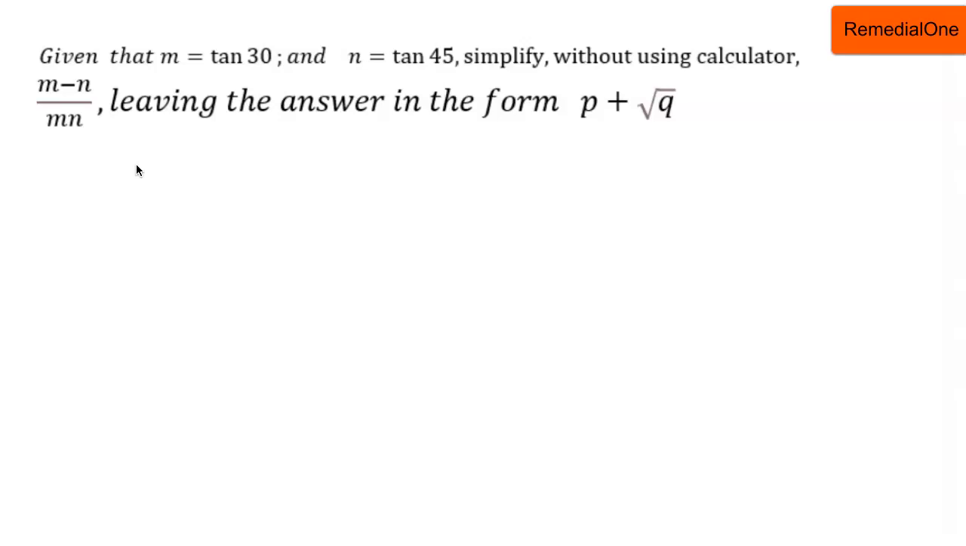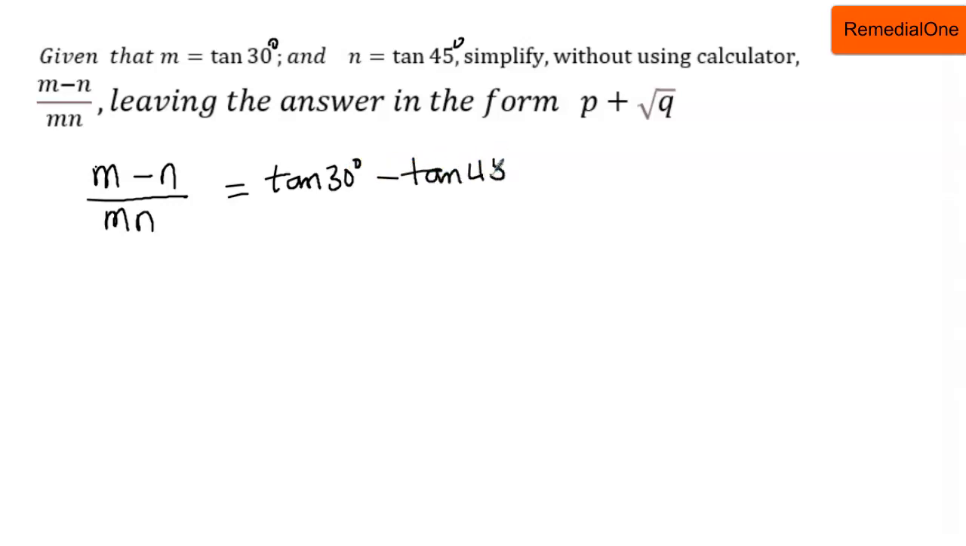Without using the calculator, let's see how we can go about it. So here we are going to start from the expression given here. Each of them have been given. M is tan 30 and N is tan 45. So M minus N on MN is equal to tan 30 minus tan 45 all on tan 30 degrees times tan 45 degrees.